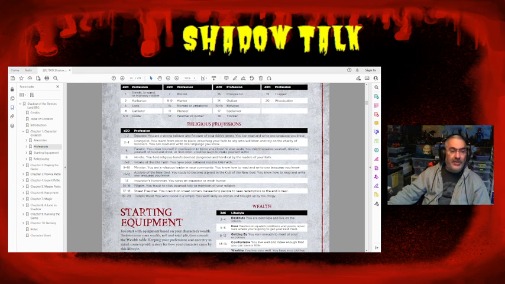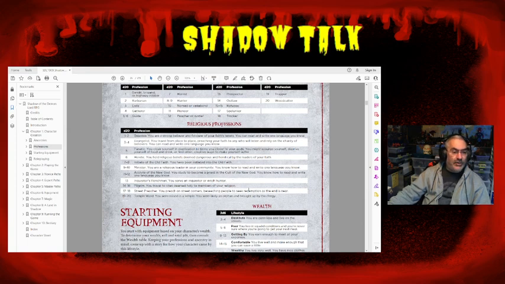Initiate of the old faith, you have been initiated to the old faith. Minister, you are a religious leader in your community. You know how to read and write one language you know. Acolyte of the new god, you study to become a priest in the cult of the new god. You know how to read and write one language you know. Inquisitor's henchman, you serve an inquisitor or witch hunter.